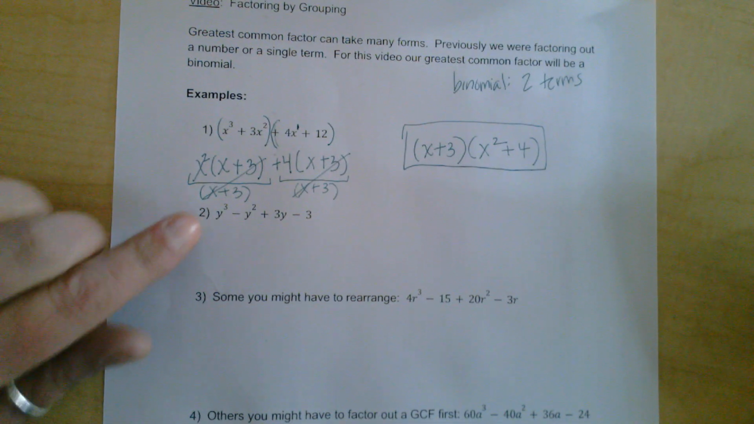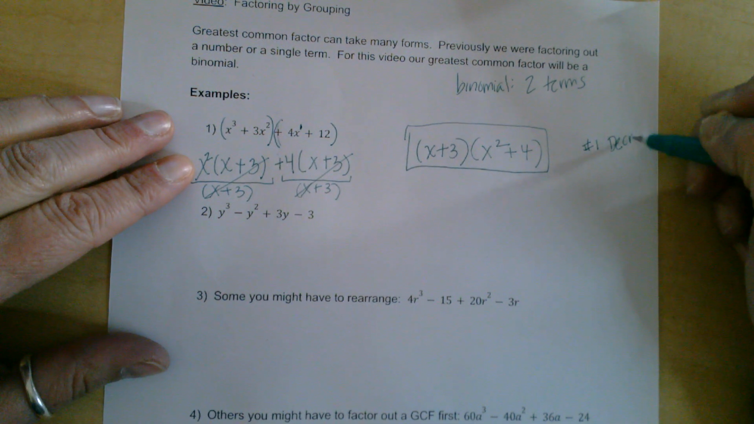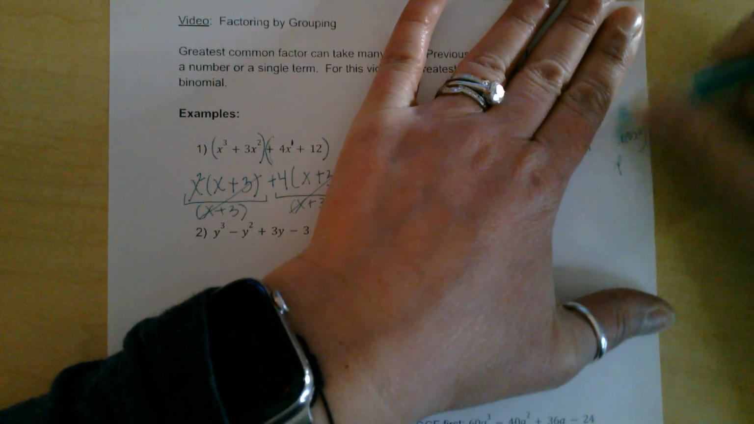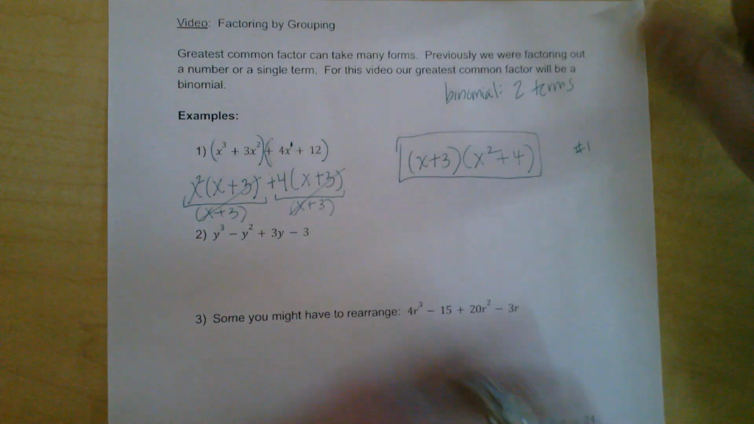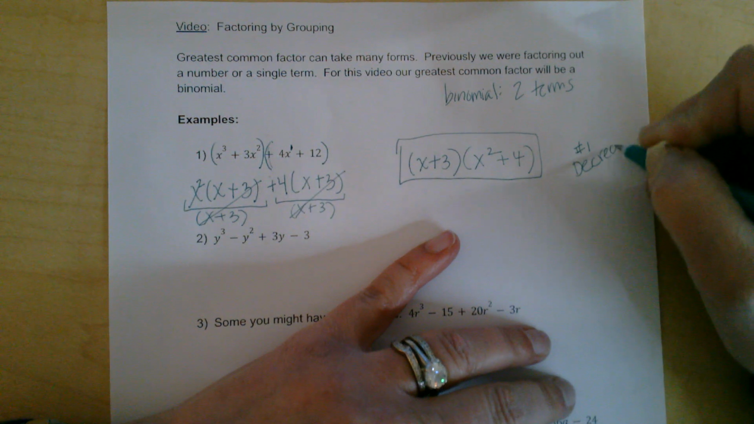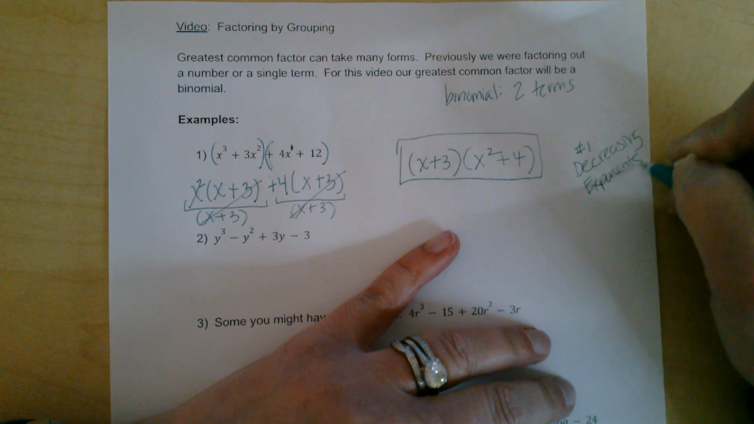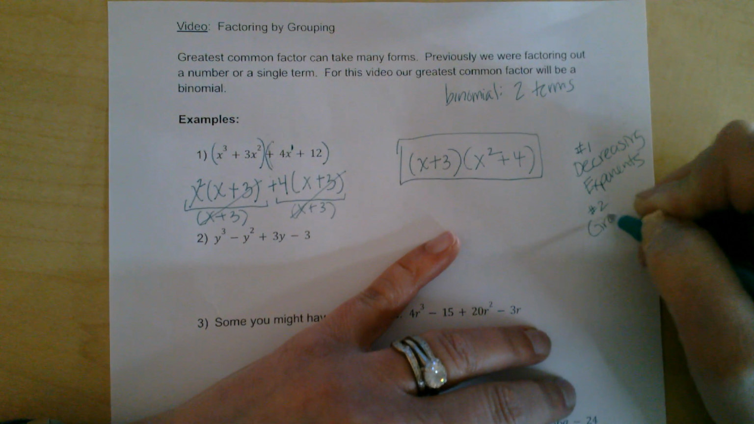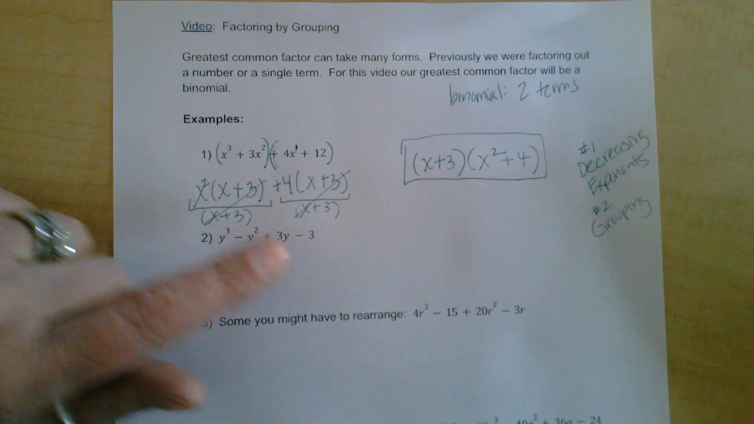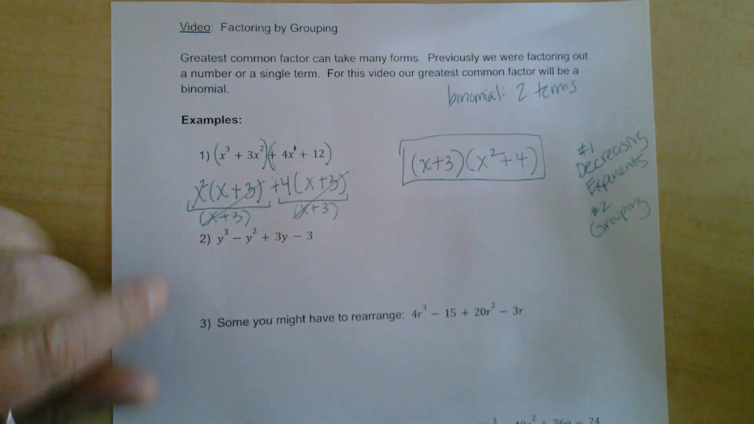Let's try number 2. First, let's make sure, number 1, decreasing exponents. That's not written very nicely. Let me write that a little bit better for everybody to see. All right, number 1, decreasing exponents. And then number 2, grouping. Okay, so first, decreasing exponents: 3, 2, 1, no y variable. So we do have decreasing exponents. Now we can go to grouping.